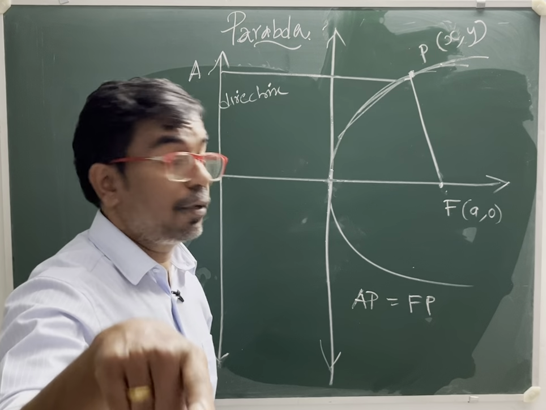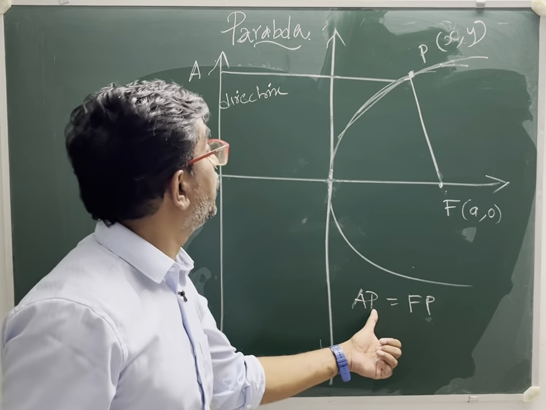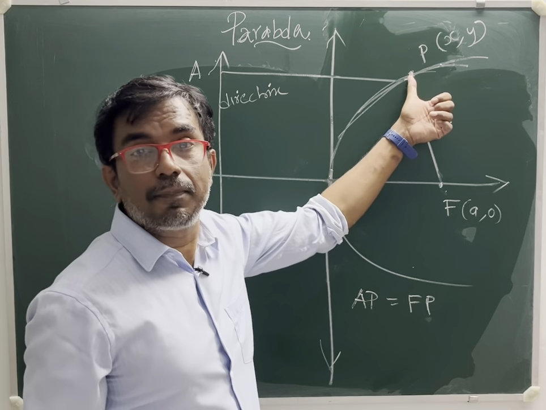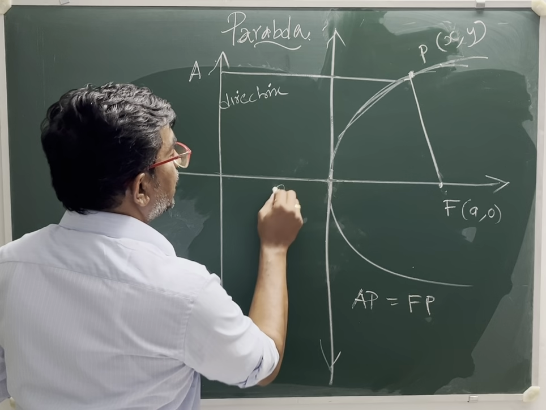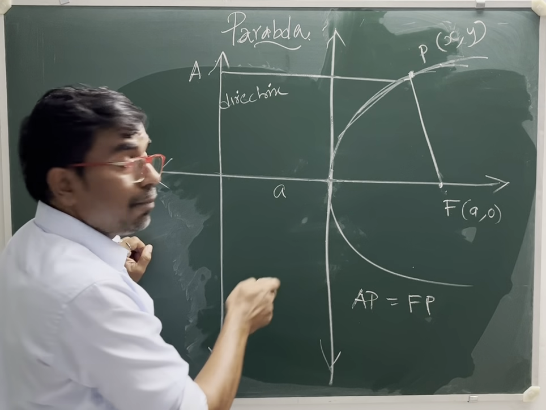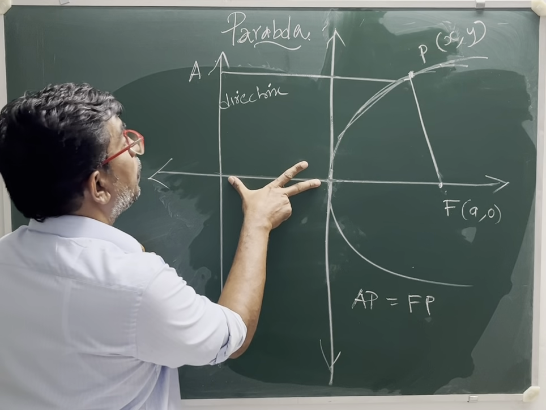The next thing I do is find what AP is. What is AP? This AP. Look here. How do I find AP? You know this much is A. Minus A only. But distance-wise this is positive. So plus A distance.